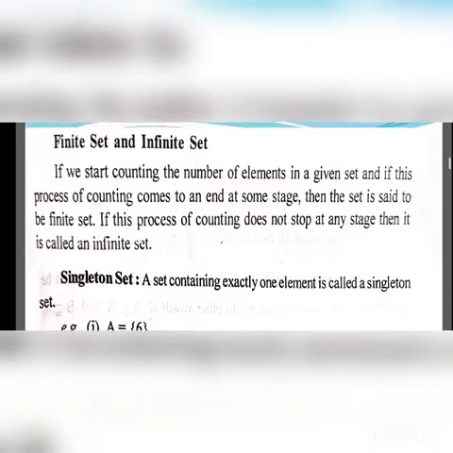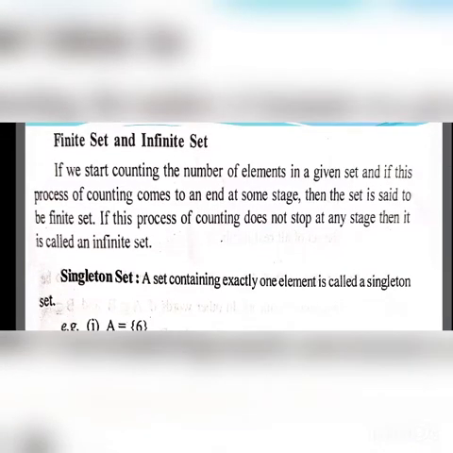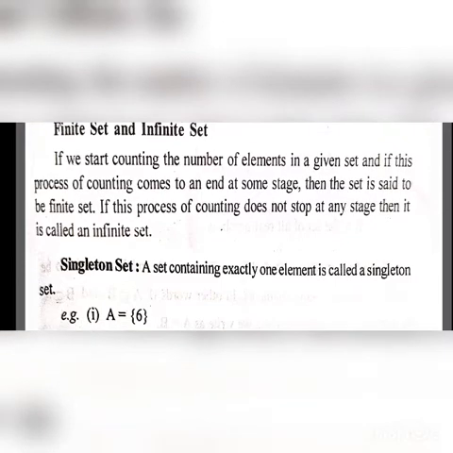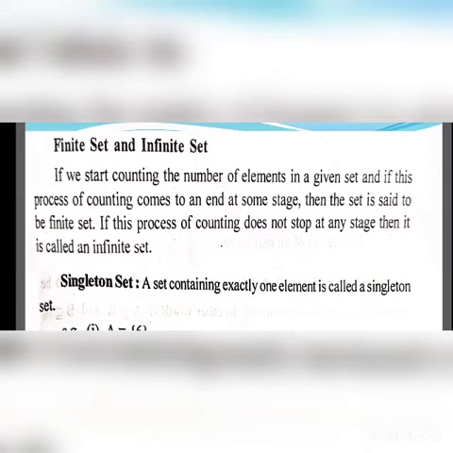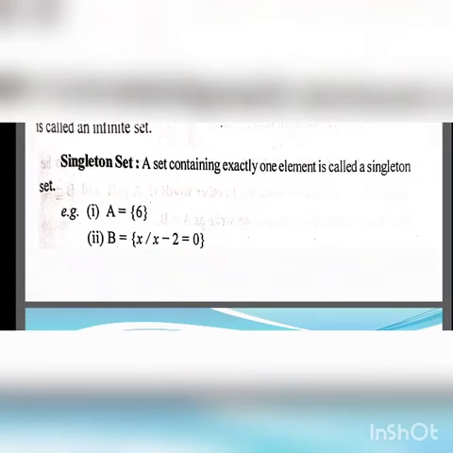So if the set contains a finite number of elements, then we can say that the set is finite. And if the set contains an infinite number of elements, then we can say the set is infinite. In other words, in a finite set we can count all the elements, but in an infinite set we cannot count them. Okay, so see next, singleton set.